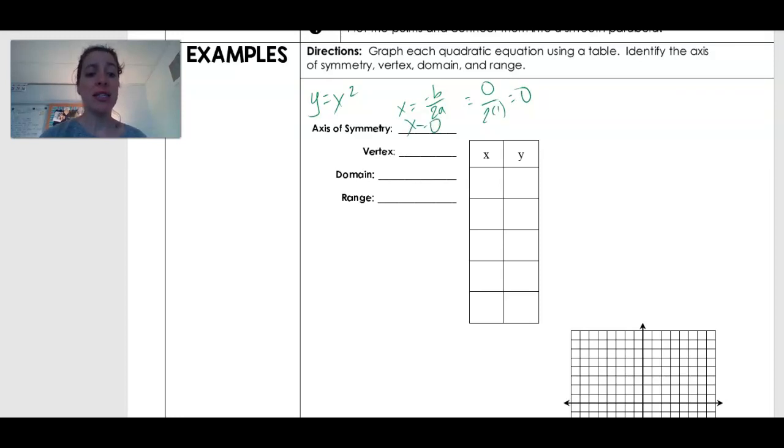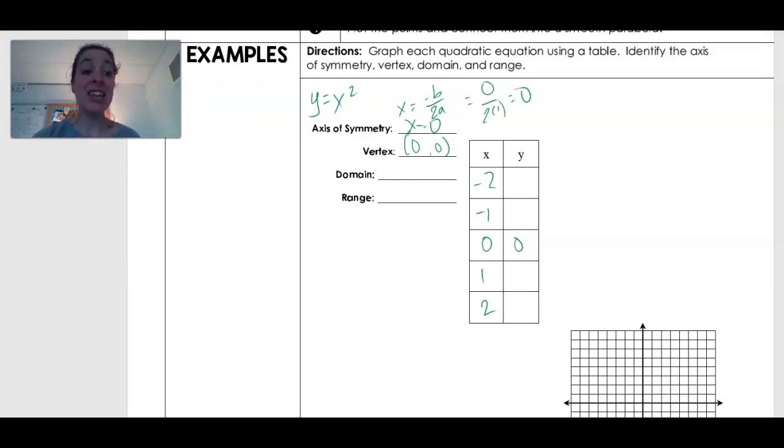To find the vertex, I plug that back into my original equation, so I'd get 0 squared. So my vertex here is at (0, 0). I'm going to put that in the very middle of my chart. And then we can pick some values that are smaller and some values that are larger. So I'm just going to pick negative 1, negative 2, 1, and 2.